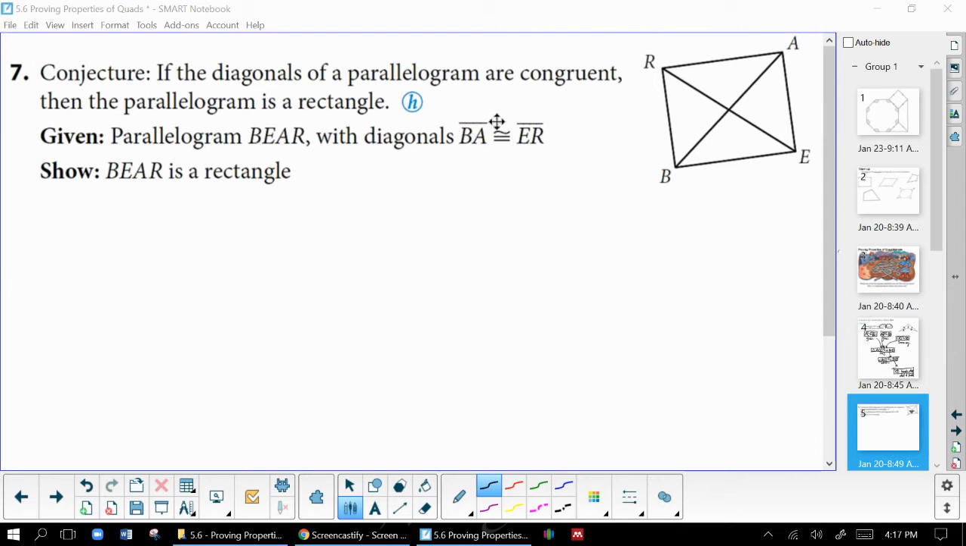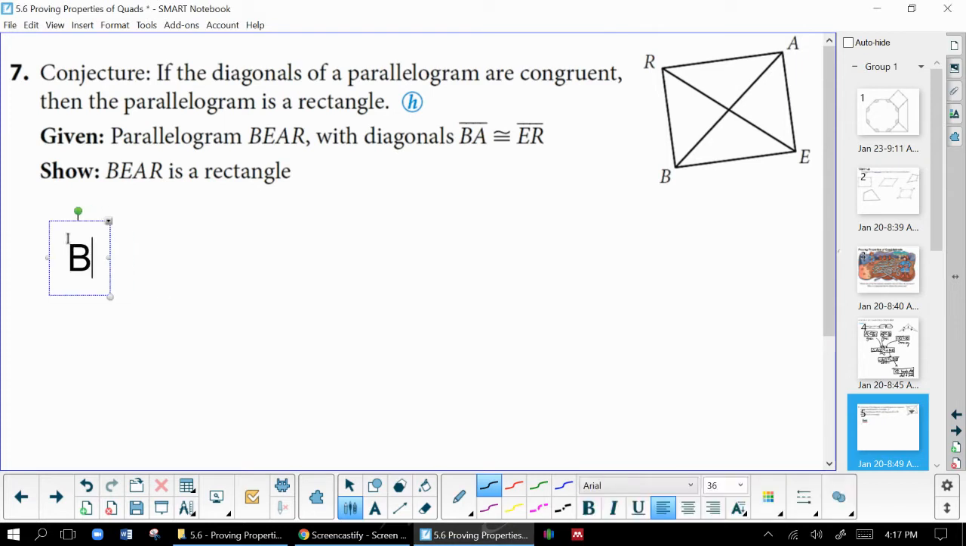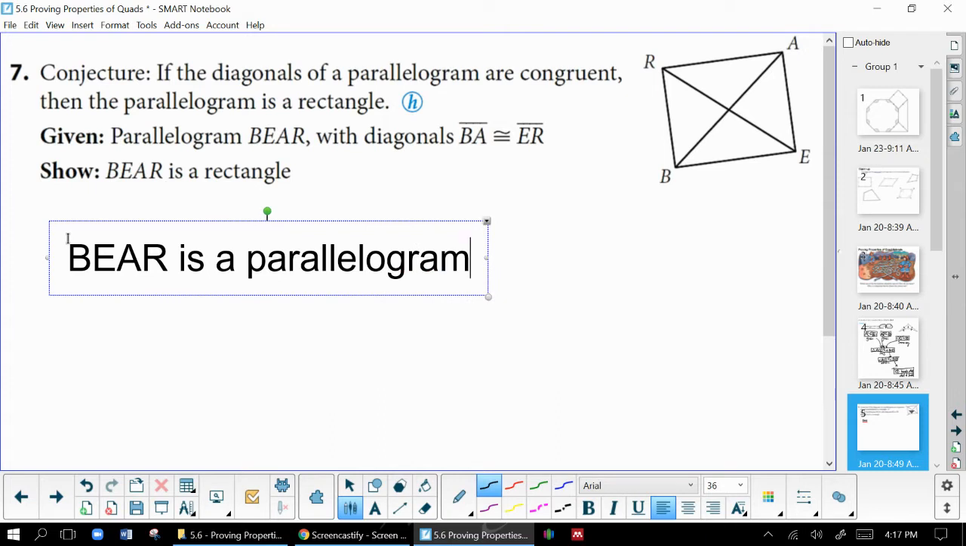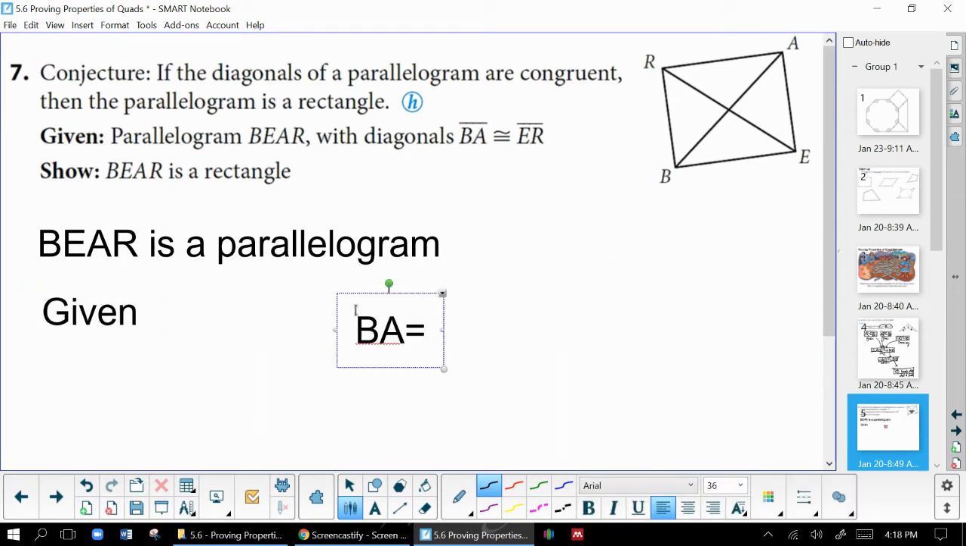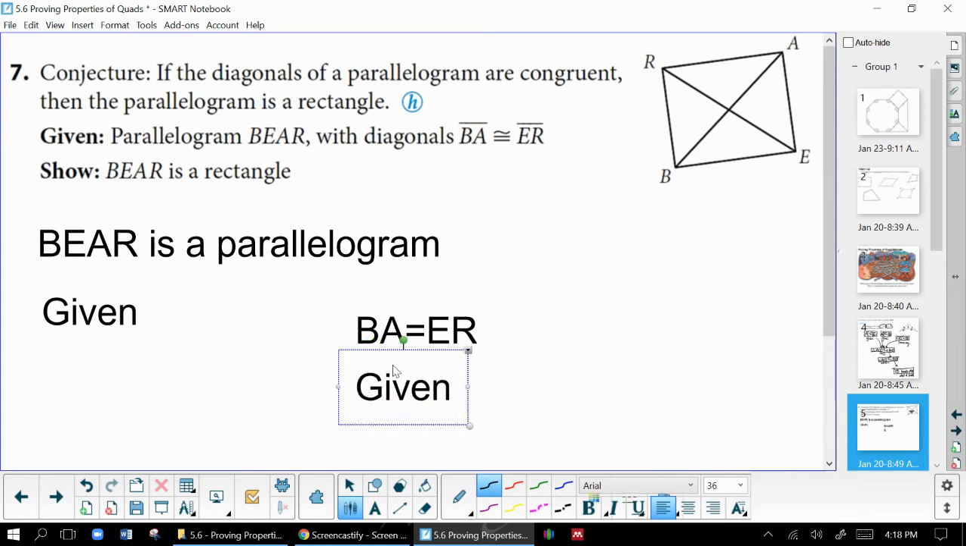Now, it would be a great idea to start off by writing those givens down. Even though we're going to use that working backwards strategy here, doesn't mean that starting at the givens or writing the givens down first isn't a good idea. So we might write down that BEAR is a parallelogram, and that is given. And we might also write that BA is congruent to ER. You have to pardon my lack of being able to write a congruent symbol. My pen is deciding not to work. So we've got our two givens written down.